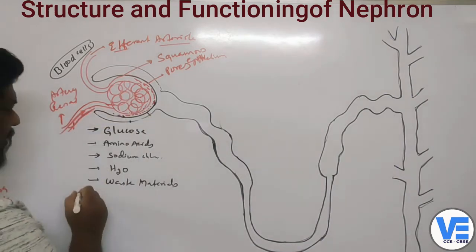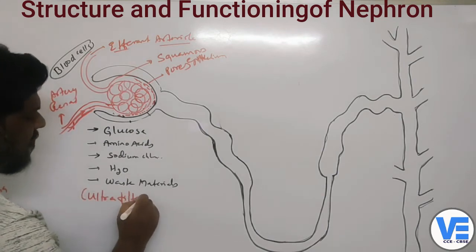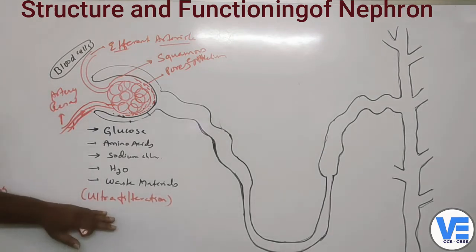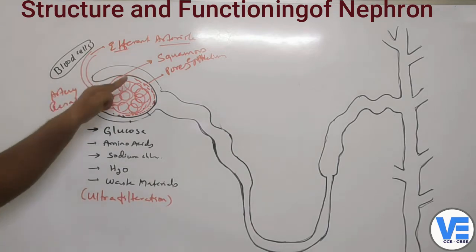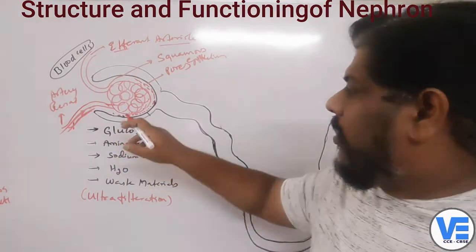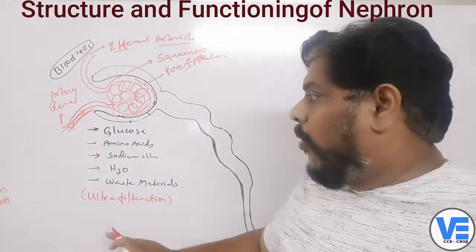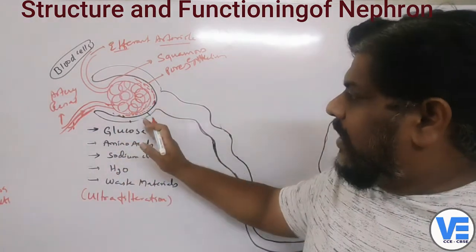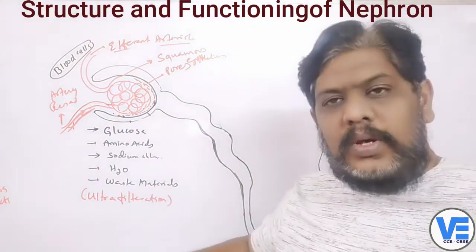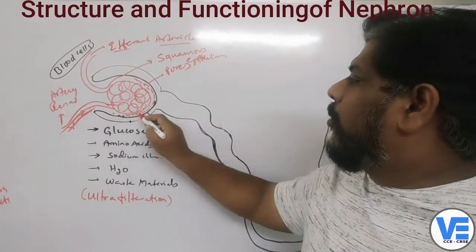Now this process is called ultrafiltration. So what is ultrafiltration? The filtration which is occurring in the glomerulus is basically called ultrafiltration. In this ultrafiltration, what is happening here? Whatever waste materials are there, along with the glucose, amino acids, sodium chloride, water, urea, uric acid, creatinine, and so on, all these things will randomly come into the Bowman's capsule.